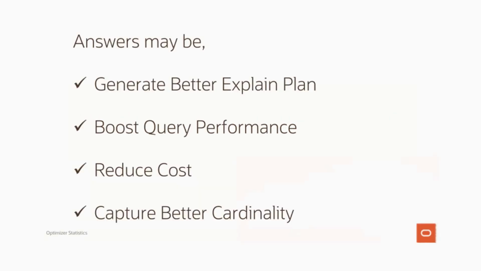So moving forward, the answer is to generate the better explain plan. Second, boost query performance, reduce cost, and capture better cardinality. Better cardinality means the values should be unique, and obviously, for selecting the best execution plan, the lower cost will be the priority. The third thing is it helps in boosting the query performance and generates the best execution or explain plan.